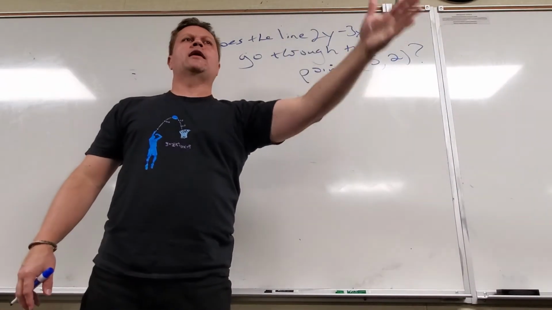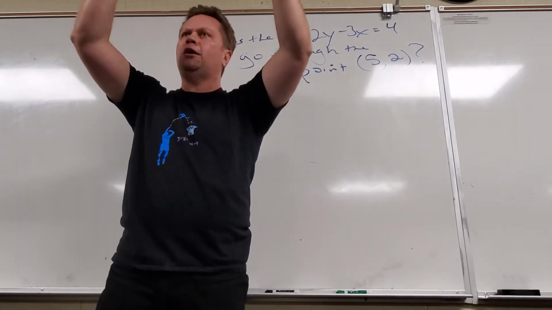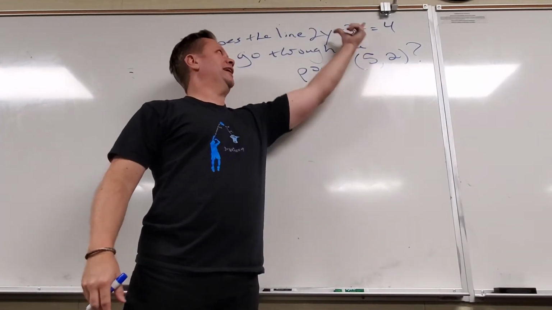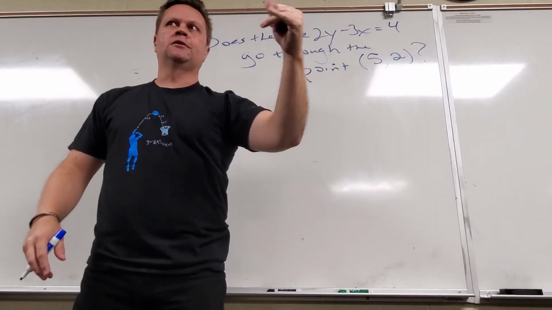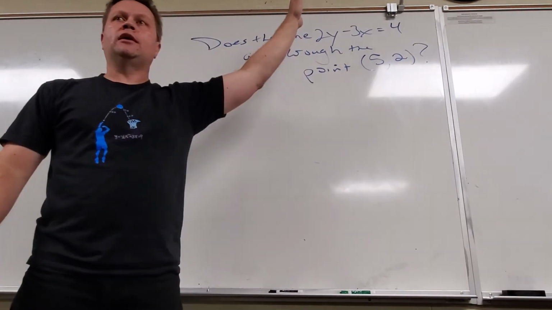How do I get a set of values to graph a line? I plug something in and I get something out and I plot that point. So, think about it backwards. If I have a point that I think goes through the line, I plug it in to see if it works. You guys with me? So you don't have to graph anything up here.